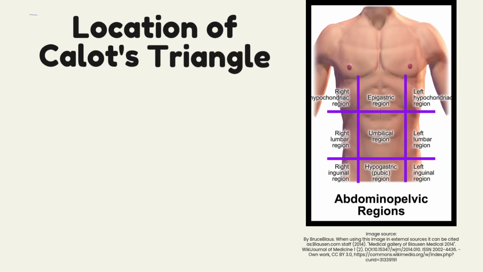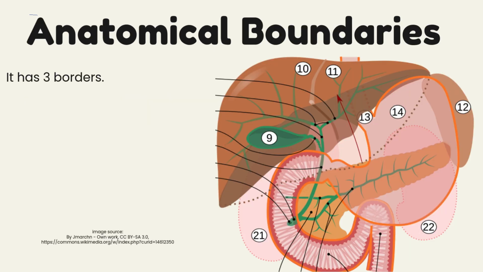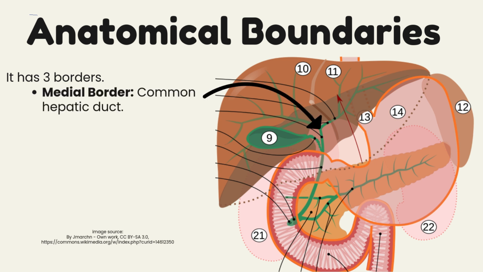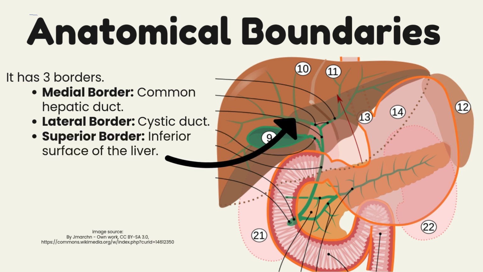What is the location of Calot's triangle? It is found in the right upper quadrant of the abdomen. Anatomical boundaries of Calot's triangle. It has three borders. The medial border is formed by the common hepatic duct. The lateral border is formed by the cystic duct. The superior border is formed by the inferior surface of the liver.